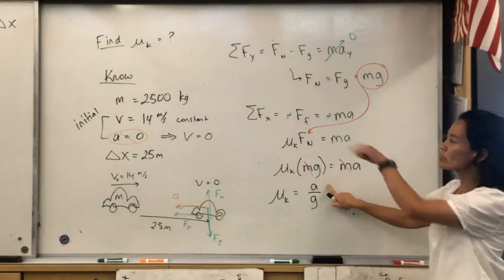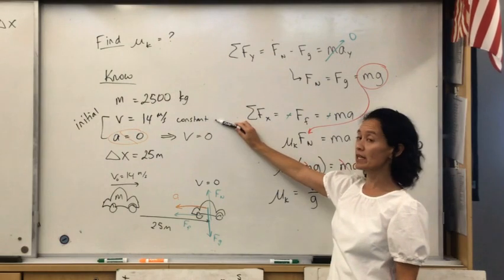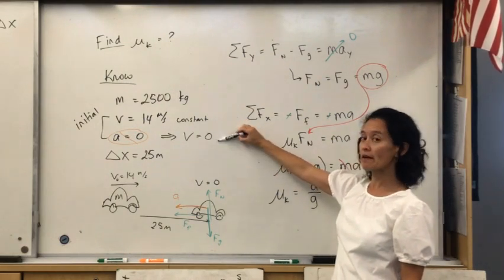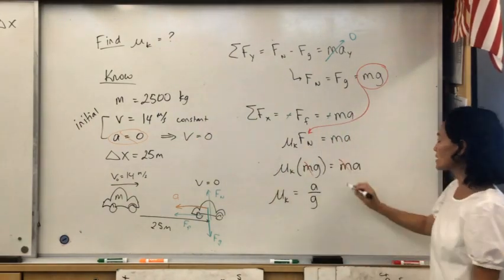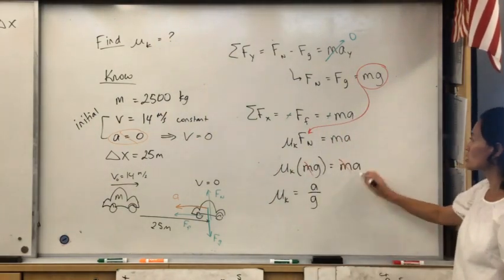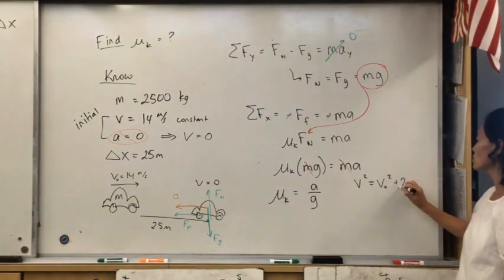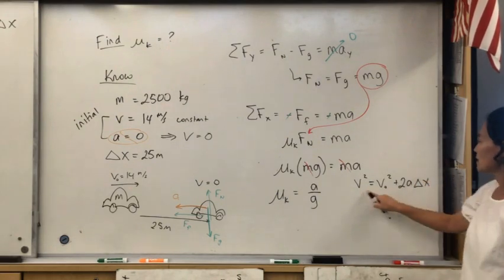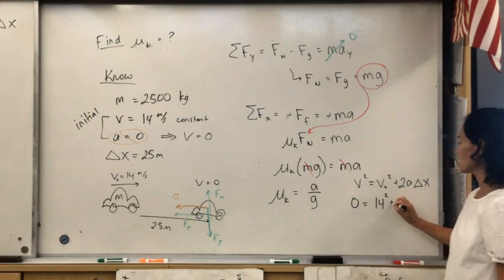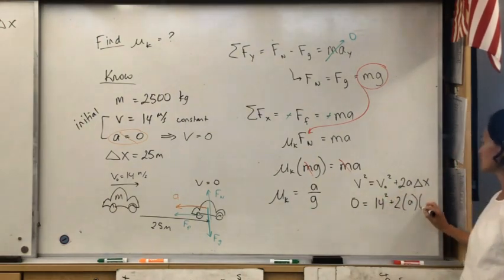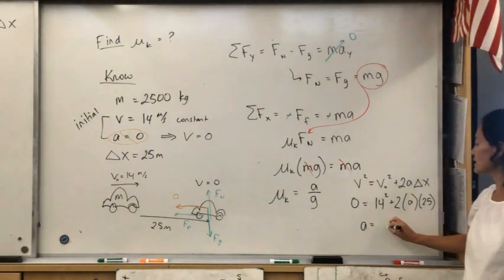So how can you use what else you know to find what a is? You know that the initial velocity was 14, you know the final velocity is zero, and you know the distance is 25, so you could use kinematics. Thinking about our kinematic equations, it would be the third equation, v squared is equal to v naught squared plus 2a delta x. My v final is zero, my v initial is 14 squared, plus 2 times a times my delta x of 25. And this will allow you to find what a is.